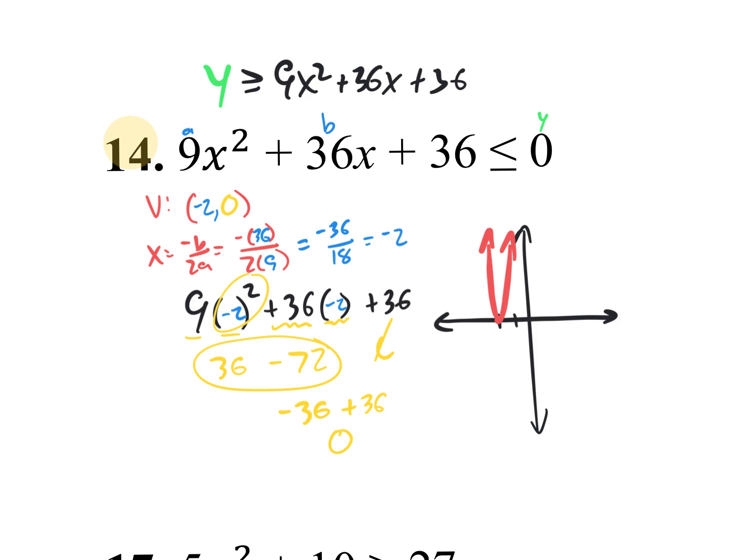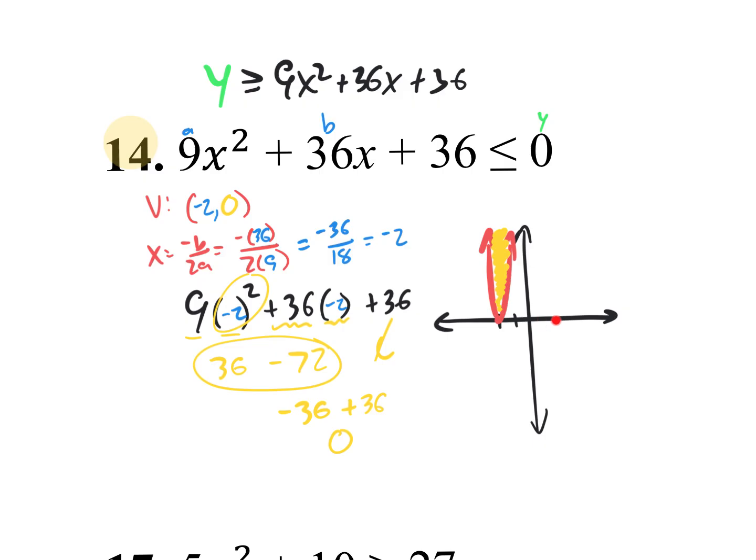Do I shade the inside or the outside? Do I shade above or below? I shade above because I have y is greater than or equal to. So if you put your dot on the vertex and shade above, technically you're shading the inside of this parabola, not the outside, right? So when I ask you what's your answer, I'm really asking you what part of the x-axis is highlighted.